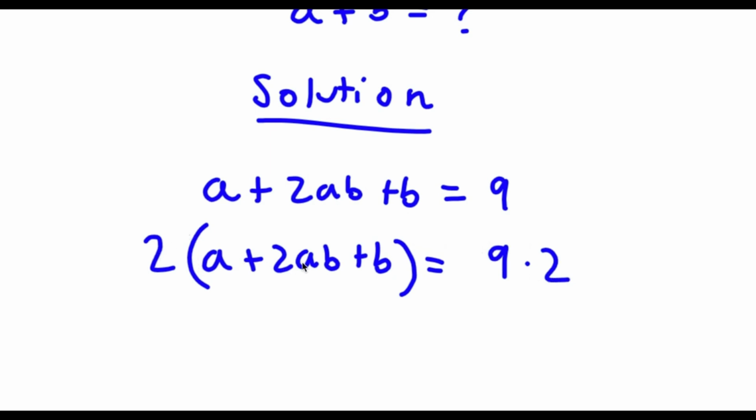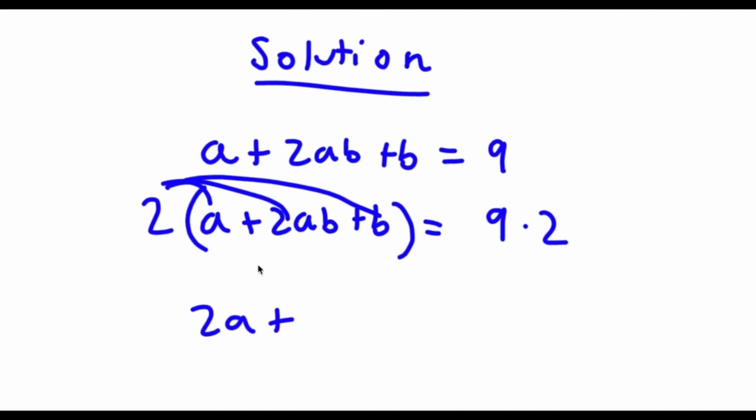Now, for 2 times (a plus 2ab plus b), I'm going to distribute the 2. So 2 times a, that's 2a, plus 2 times 2ab is 4ab, plus 2 times b, that's 2b. And now 9 times 2, that's 18.